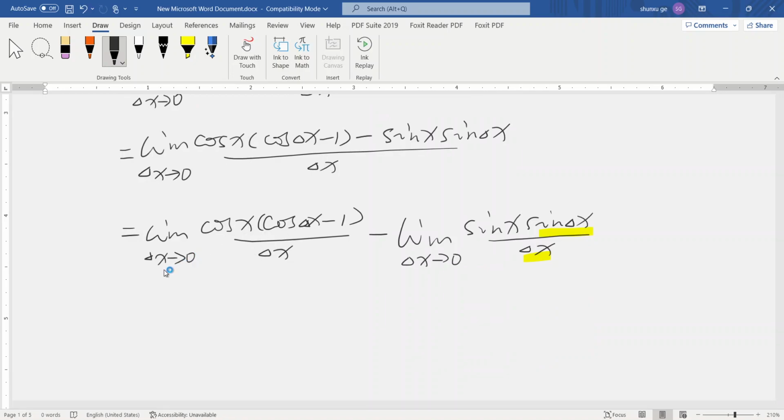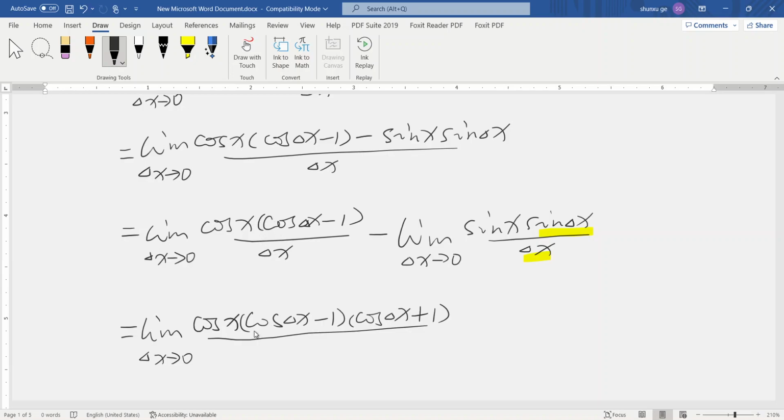For the other part, we cannot insert delta x equals 0, because the denominator cannot be 0. So we change its form by multiplying by cosine delta x plus 1. And meanwhile, the denominator is multiplied by something, so the denominator should also do that: delta x times (cosine delta x plus 1). This part is 1, so we get negative sine x.